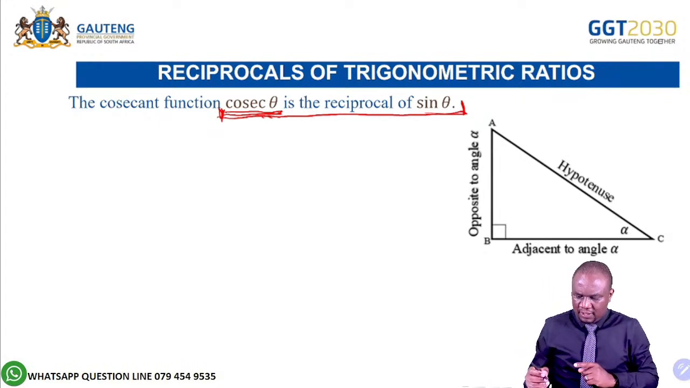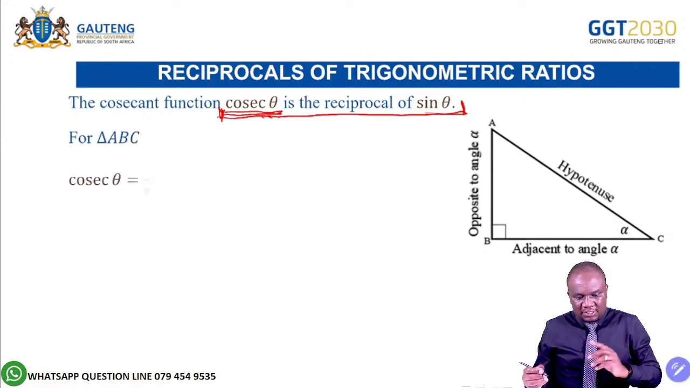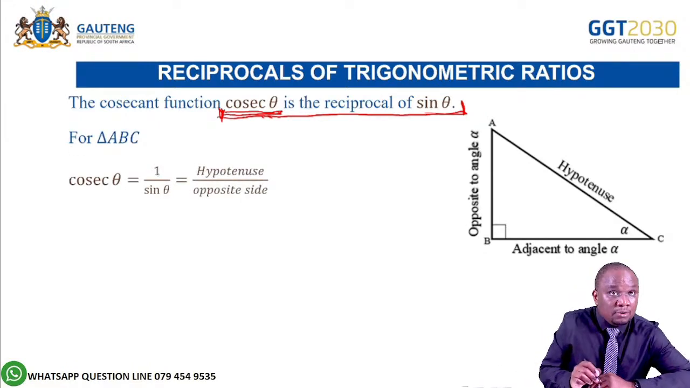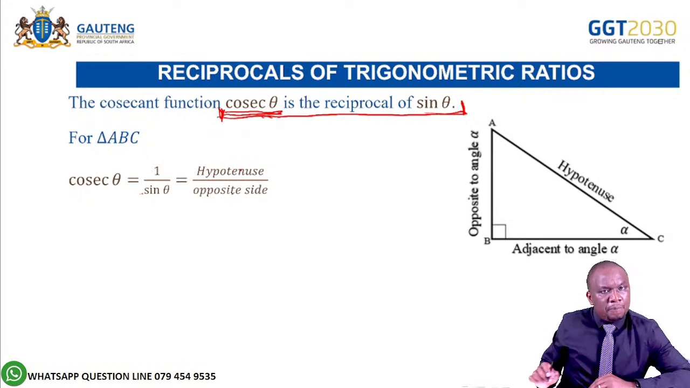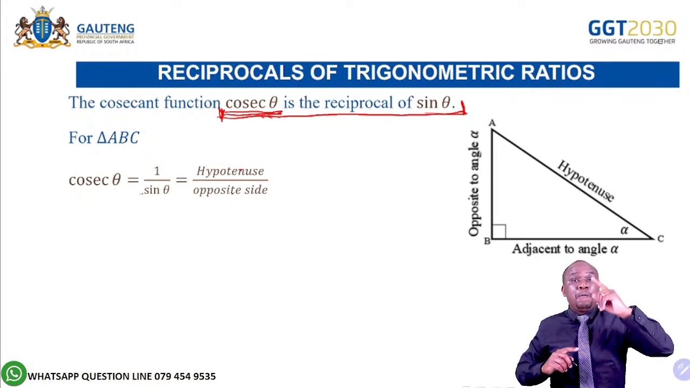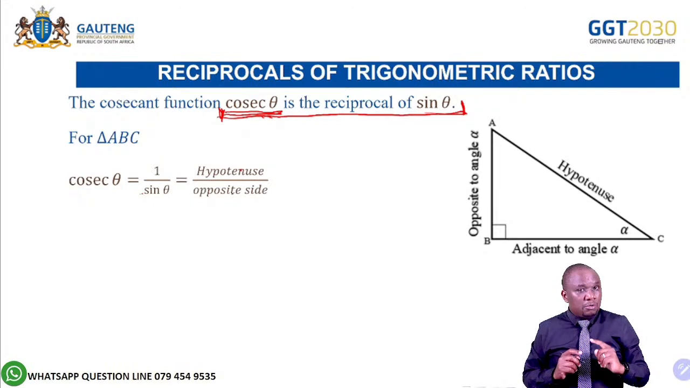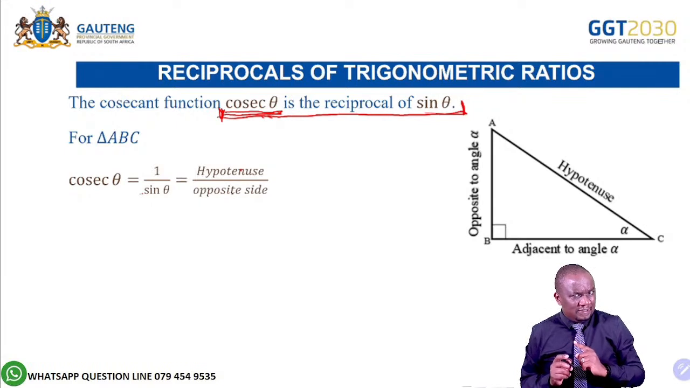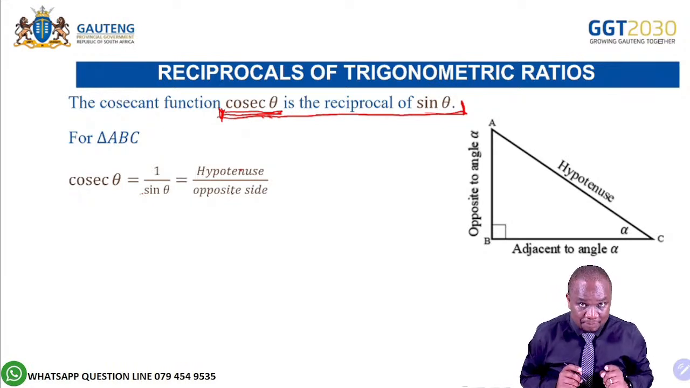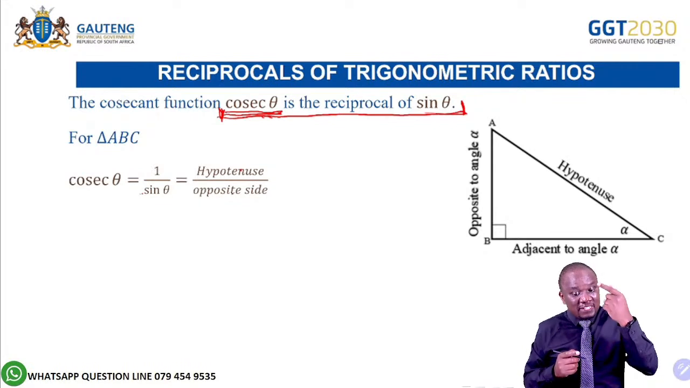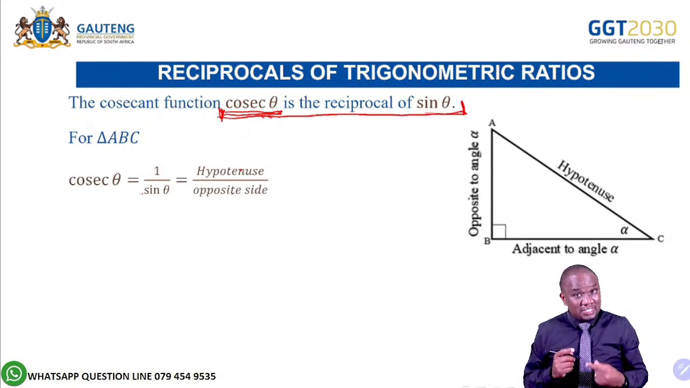Of sine theta. And remember that for triangle ABC, cosec theta is going to be 1 over sine theta, meaning hypotenuse over opposite side. Remember, sine theta is opposite side over hypotenuse. Now, cosec theta sounds like it's cos, but it is not. Remember that. So cosec theta is not the reciprocal of cos theta. It is the reciprocal of sine theta, and it's hypotenuse divided by opposite side, which is the reciprocal of opposite side divided by hypotenuse.